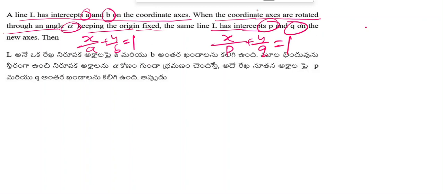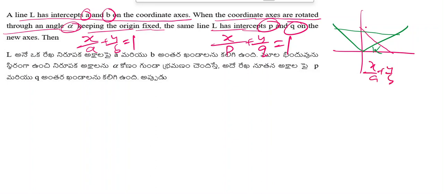So when the coordinate axes are rotated through an angle alpha, keeping the origin fixed, that means this is the old coordinate axis, this is the line in intercept form. These coordinate axes are rotated through an angle alpha. This is the new coordinate axis, this is the new line. So the first line equation is x by a plus y by b is equal to 1. The new line equation is x by p plus y by q is equal to 1. Observe the figure, the distance from the origin to both the lines is the same.